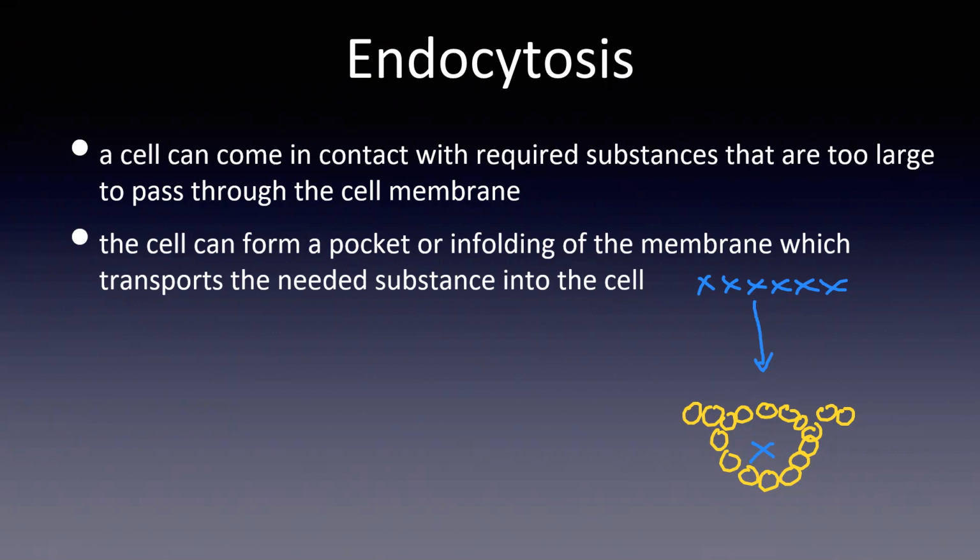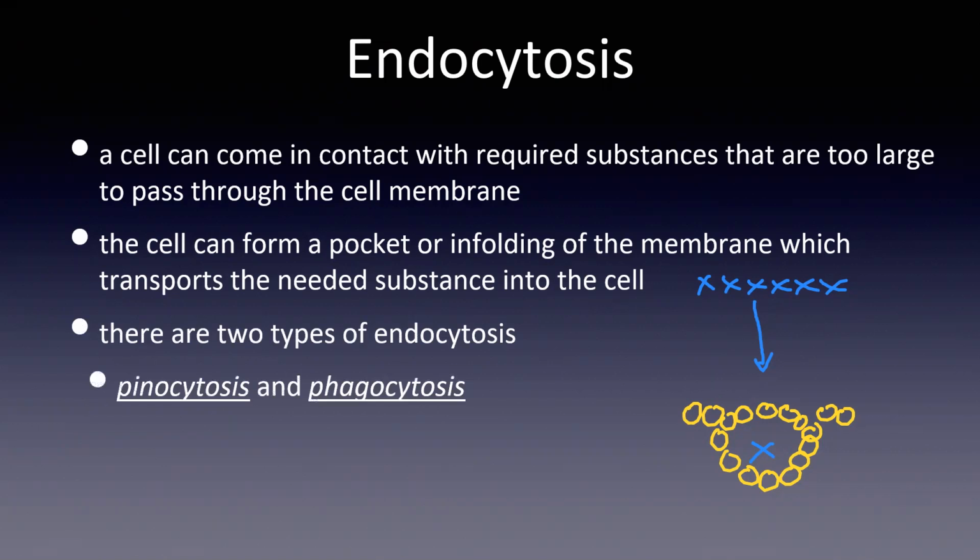And as you're finishing that up, there are two types of endocytosis that we're going to get into on the next two slides. The two types of endocytosis are pinocytosis and the other one is called phagocytosis.